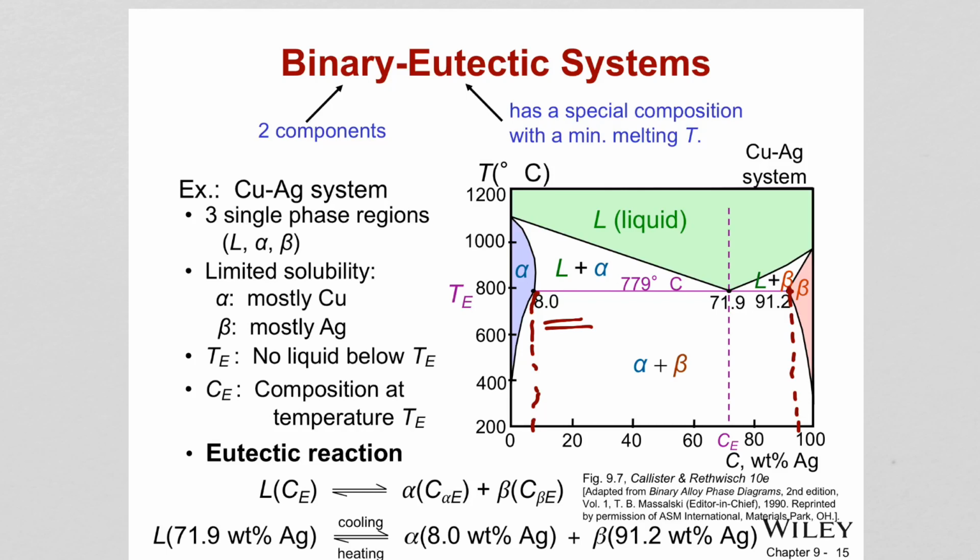And we are seeing something. At 0% silver, that means we have 100% copper, and its melting point is right there.